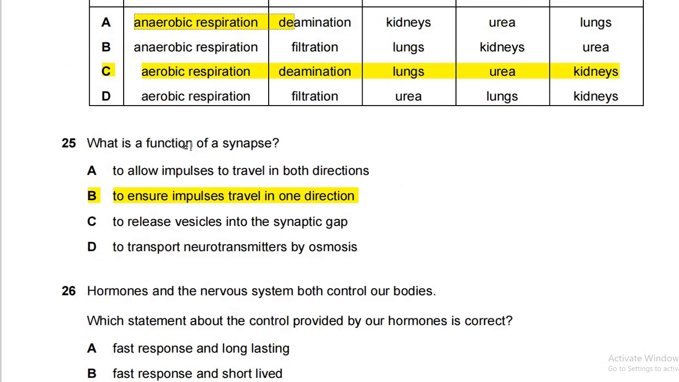So what is a function of synapse? To allow impulses to travel in both directions, wrong. To ensure impulses travel in one direction, this has got to be the correct answer. To release vesicles or to transport, no. There's only one function of synapse, and that's to make sure that all the impulses travel in one direction.